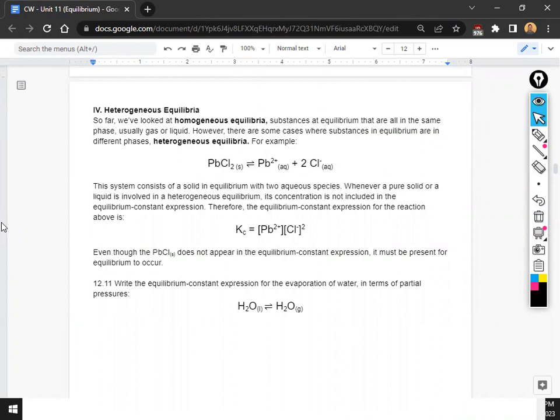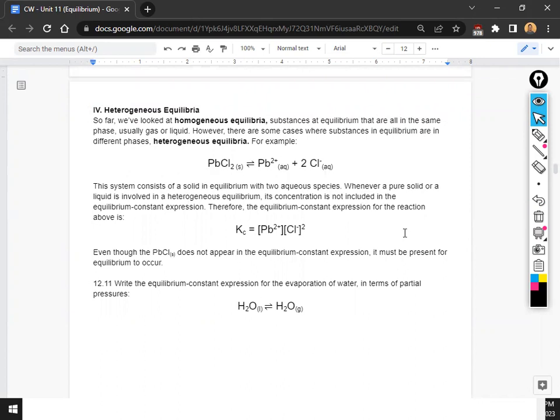Homogeneous is where everything is the same state of matter, everything's aqueous, everything's gas, whatever. But in equilibrium, we're going to have some mixtures that are not homogeneous. So you'll have different states of matter. We've got this example right here: a solid, which is going to produce 2 aqueous products.